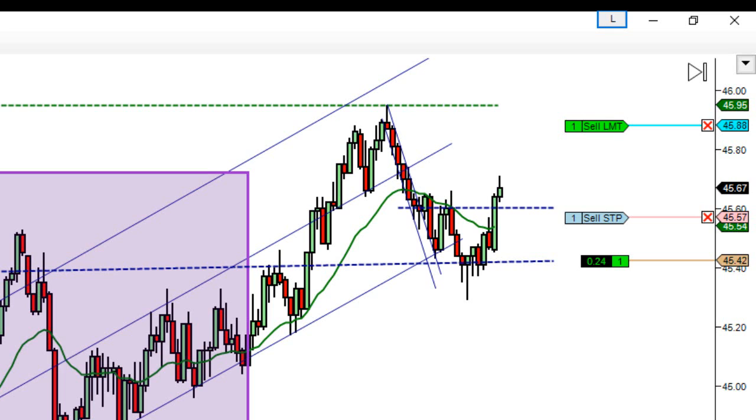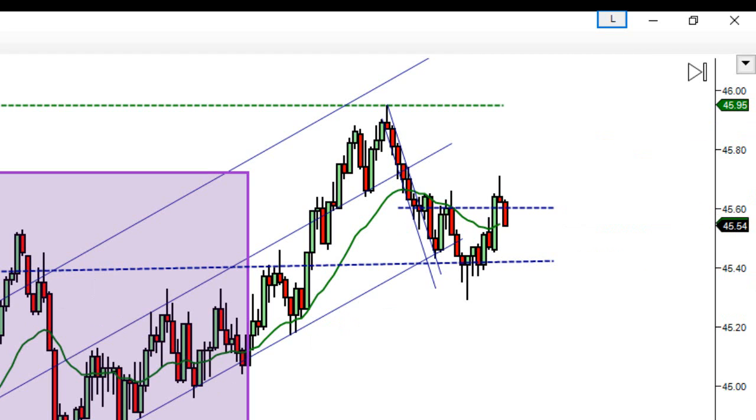Okay, so just let it go. Been in this trade for just 8 minutes now. Okay, price came back and took me out at 57.